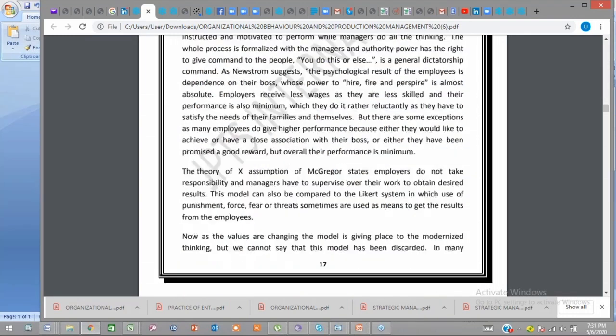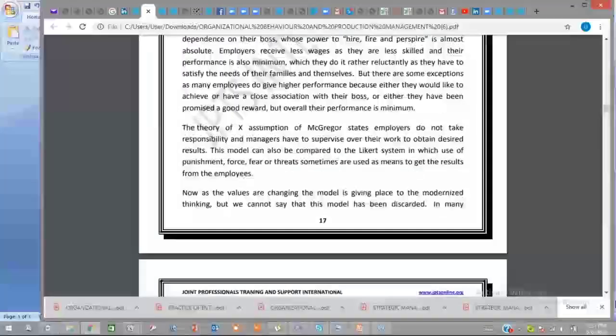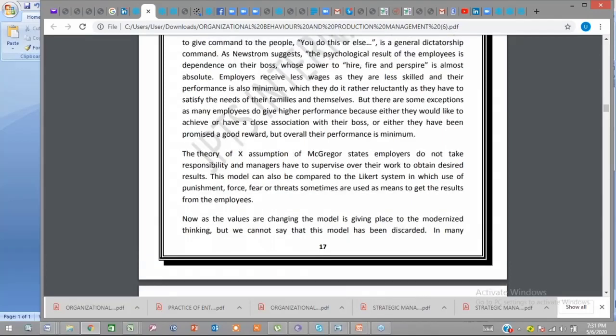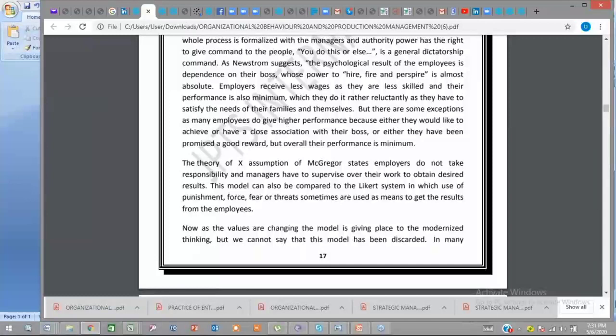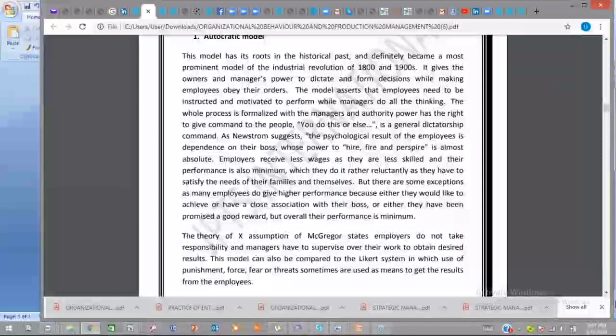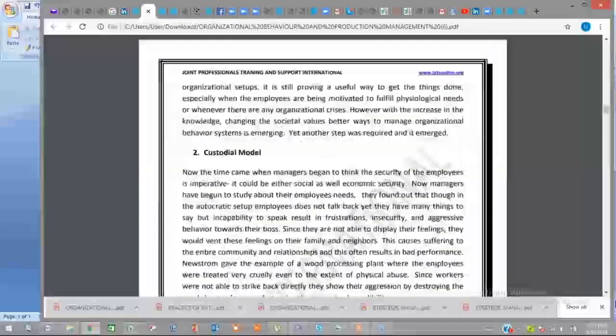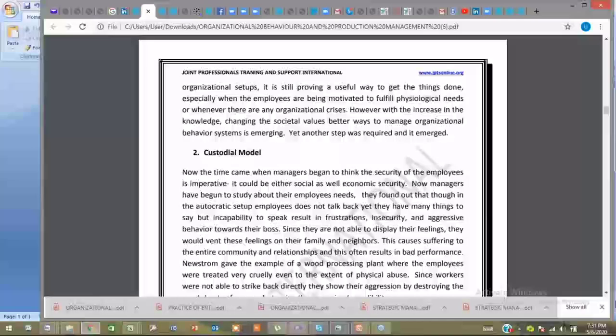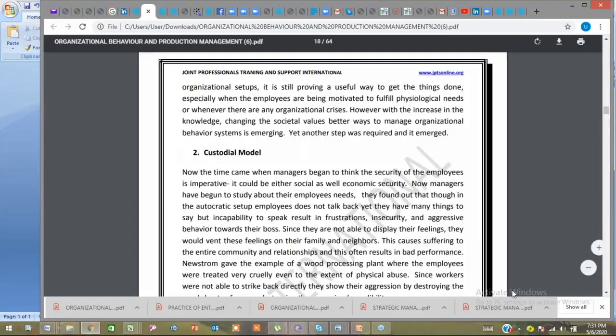You can see, if you go to the dictionary, the X assumption of management states that employees do not take responsibility and managers have to supervise over their work to obtain desired results. You all know the theory X and theory Y. Theory X is that workers don't want to work except they are forced and supervised to work. So this is more like a model that works in line with the theory X system. So let's look at the custodian model. I want you guys, don't cram, just understand. If you understand the way I explain to you, you will perform better.